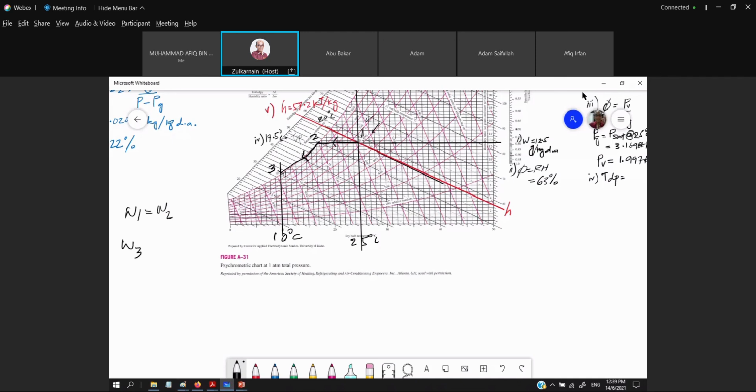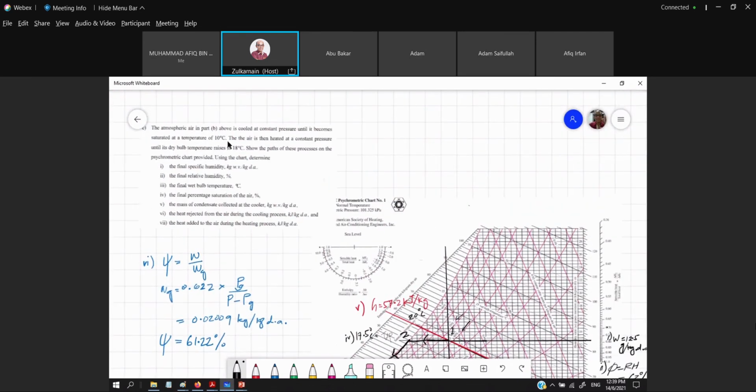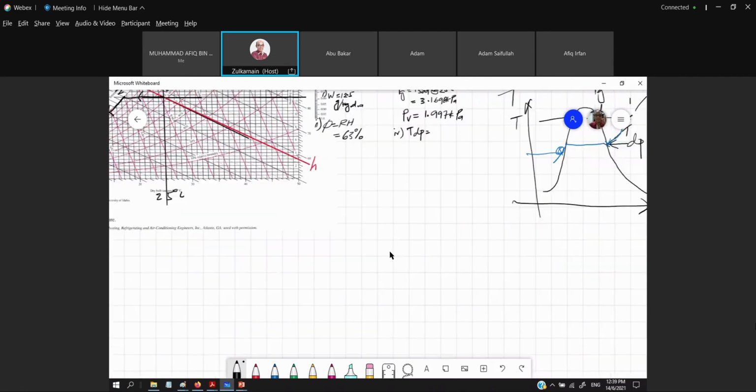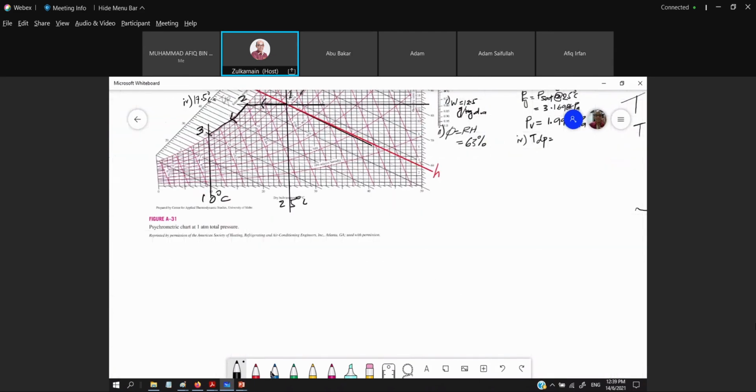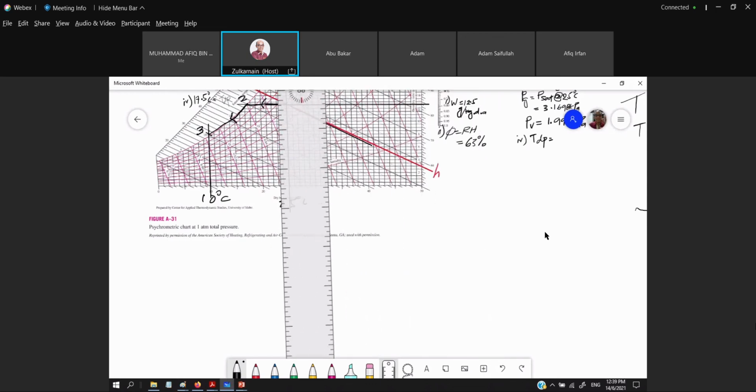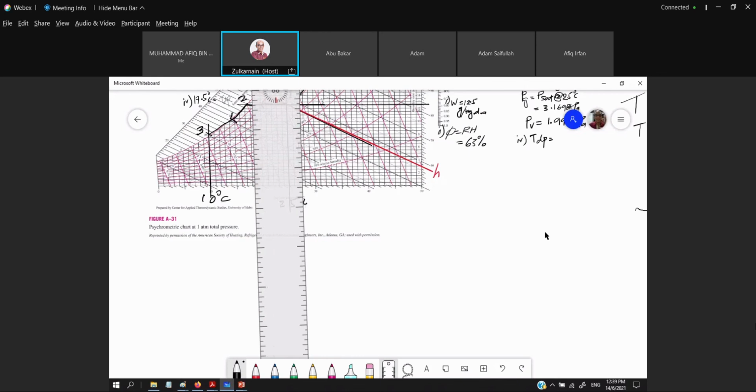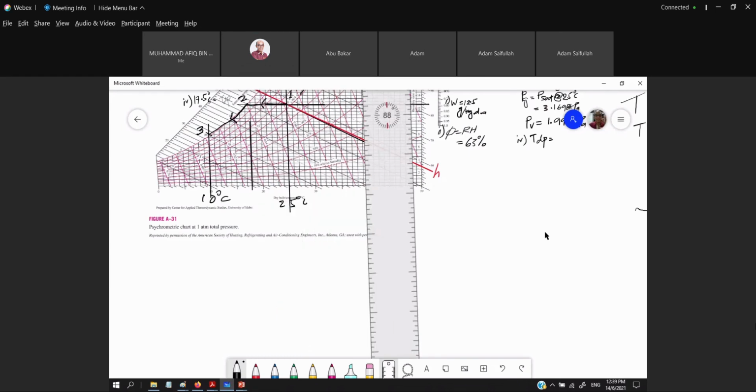Oh, ada lagi proses. Saya terlupa. Sorry guys. I got one more process. After getting to the 10, the air is then heated at constant pressure until the bulk temperature is raised to 18. So I need to put another process, which is at 18 degrees C. So I need to put back my ruler and get it at 18. So this is 20, 19, and this is 18. Today ada 18. So this is at 18 degrees C.